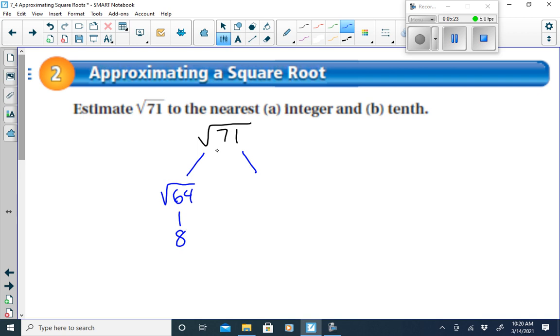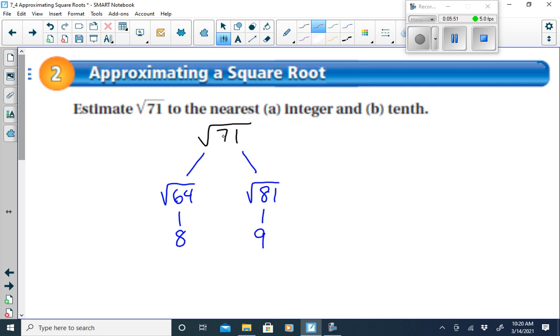The perfect square that is directly greater than 71, well, if 8 times 8 is 64, that means 9 times 9 is 81. The square root of 81 is 9. That'd be the next square root. So we find the perfect squares that are directly less than and greater than the number that we're wishing to approximate. Next, we have to look at our differences.